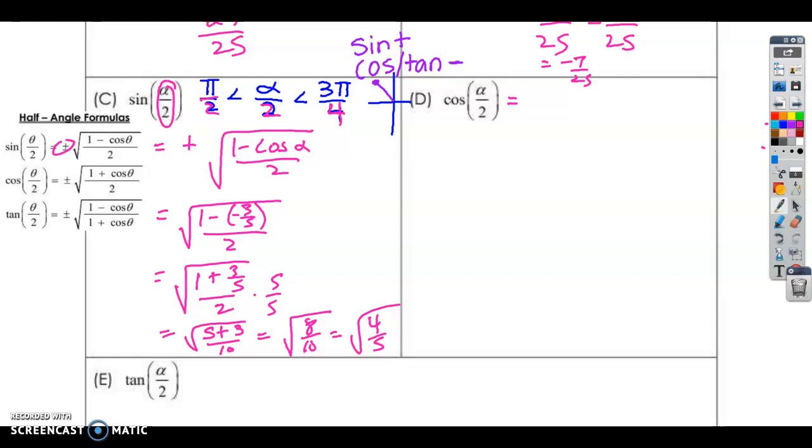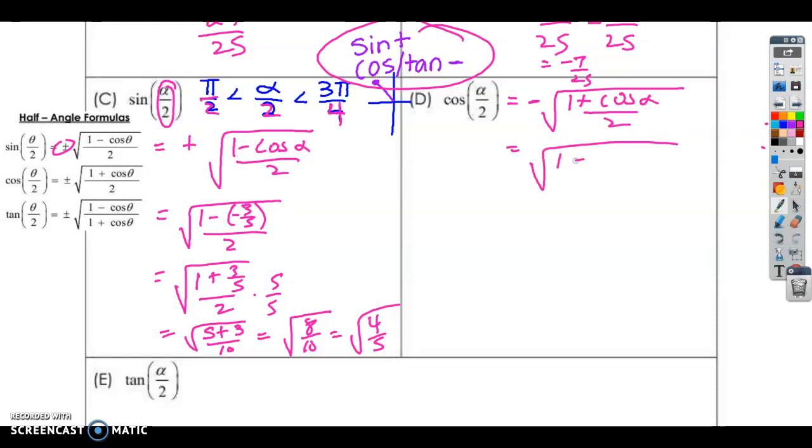Cosine of alpha over 2 is going to be negative because the cosine is negative in the second quadrant. So we start with negative square root of 1 plus cosine of alpha over 2. I always have to look up these formulas. 1 plus negative 3/5 over 2. That ends up being, oh, we've got a negative in front. Can't forget the negative. 5 minus 3 over 10.